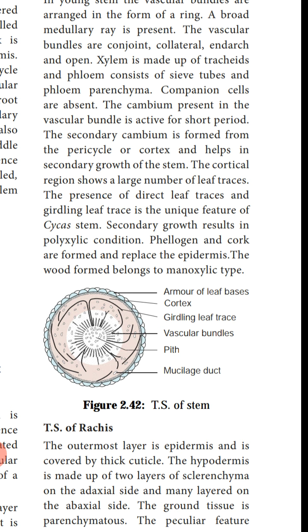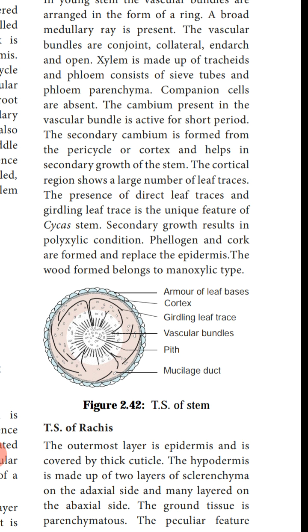This type of arrangement is called the eustele arrangement. When the vascular bundles are arranged in the form of a ring around the pith, it is called the eustele. A broad medullary ray is present between the two vascular bundles. The pith is made up of parenchymatous cells. The pith cells extend between the vascular bundles, and then it is called the medullary ray. This pith is also called medulla.